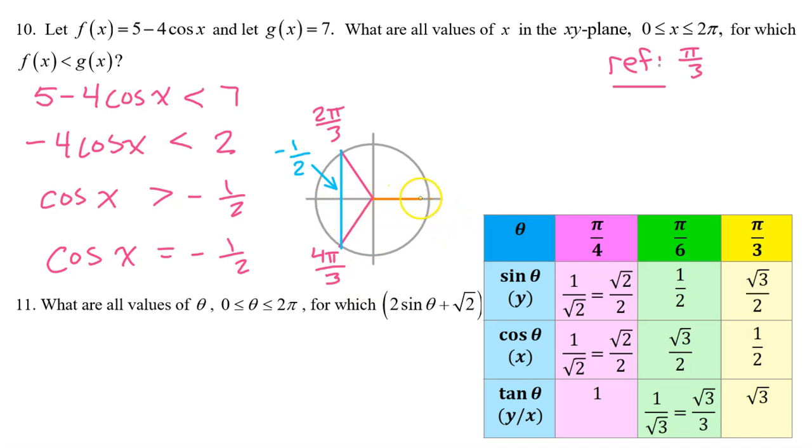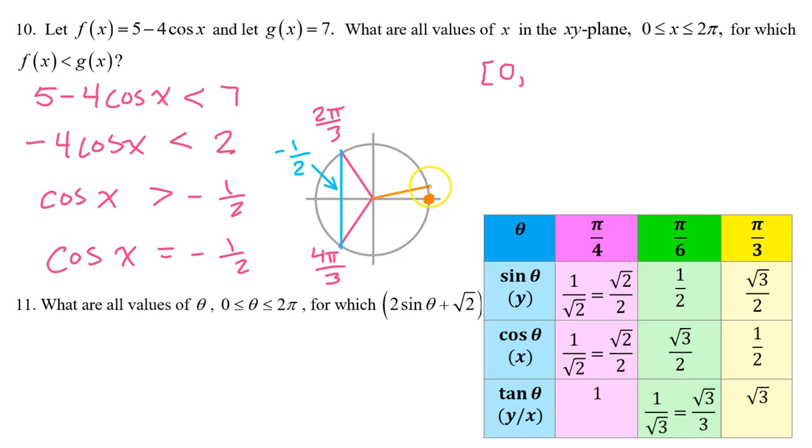What about 0 itself? Is the horizontal displacement greater than -1/2? Well, yes, this endpoint is to the right of -1/2. It's to the right of the blue line. So 0 itself should be included as a solution.